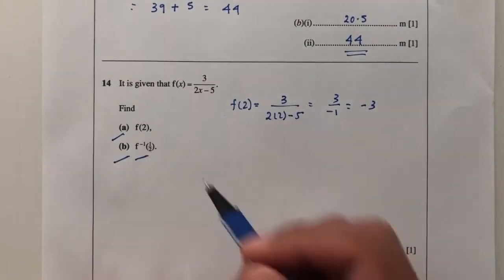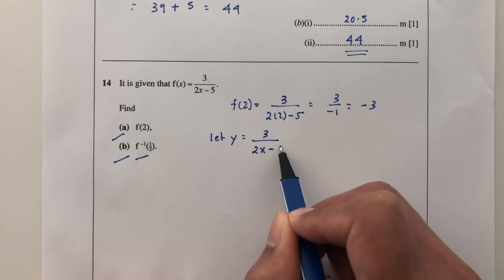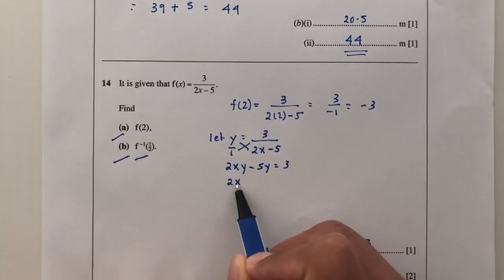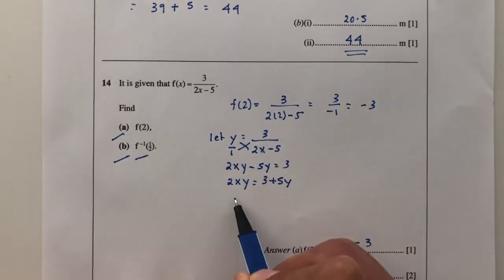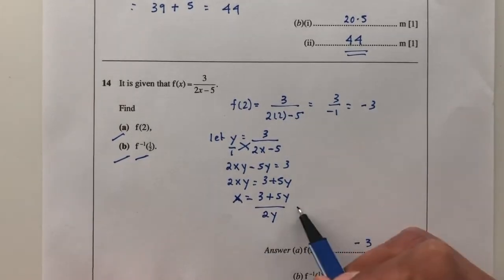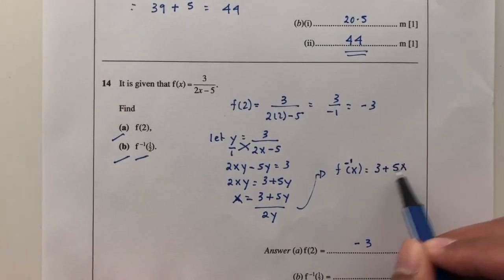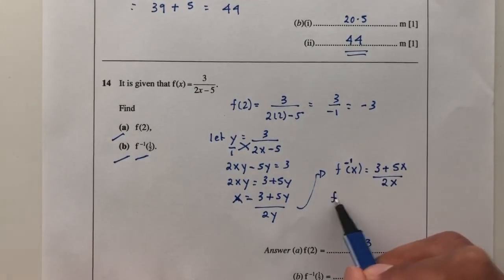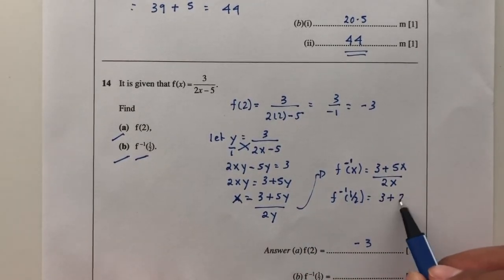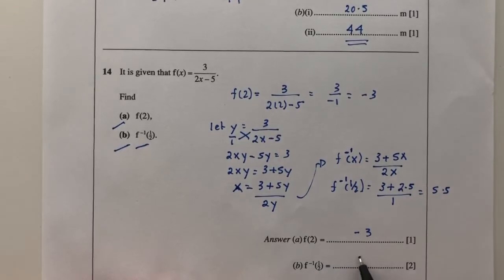So first let's find f inverse. We have to let y equal to f of x, which is this. Now we have to make x the subject of the formula. So we have 2xy minus 5y equal to 3. So 2xy equals 3 plus 5y. So x becomes 3 plus 5y divided by 2y. But as we can see, f inverse is in terms of x, so that should be 3 plus 5x over 2x. But now we also have to find this value, where x equals half. That will be 3 plus 2.5 over 1. That should be 5.5. So your value for part B is 5.5.